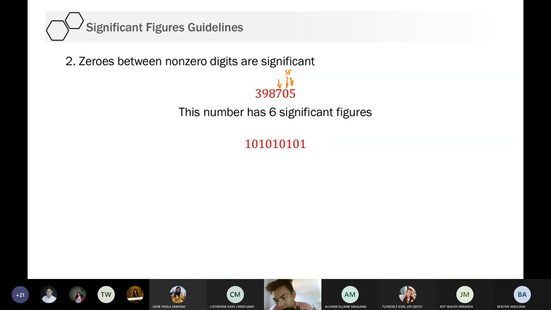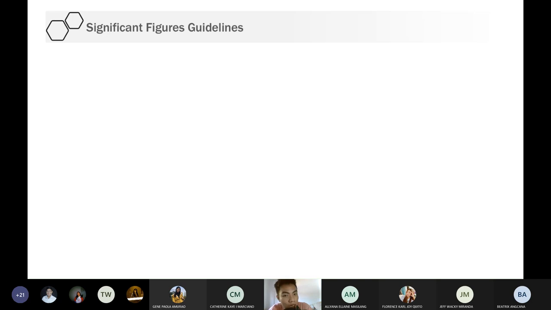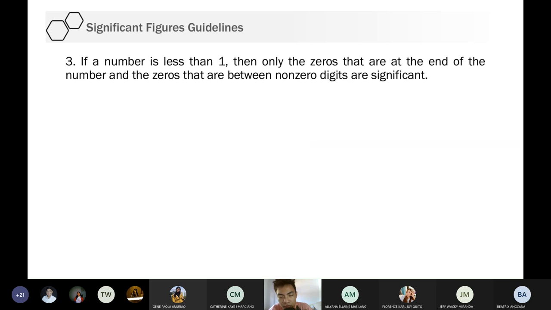Okay, how about this binary code? 10101011. I don't know what that means, okay? How many sig fig do we have here? Okay, so all of its digits are considered significant figures because those zeros are between non-zero digits. Okay, so yun lang. Let's have rule number 3 and 4.